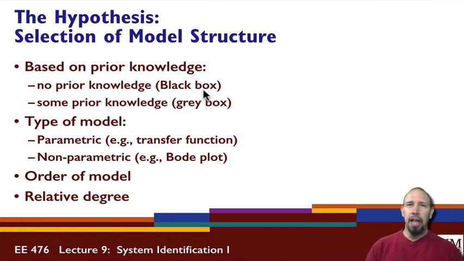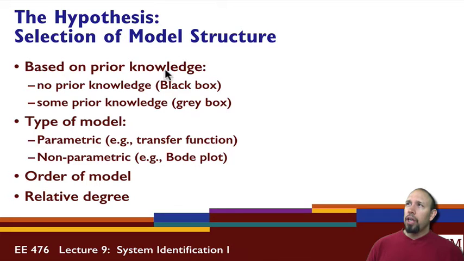Okay, it's considered a black box. Black meaning no knowledge about that, no light there. Or suppose you have some prior knowledge, in which case the system is a gray box. It's not completely black, it's gray. You've got a little bit of light in there, and so those are two different things to think about in terms of the model structure.